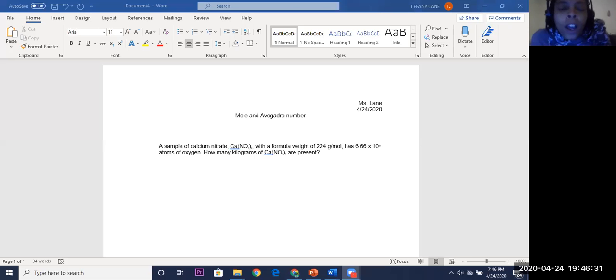Okay, so I am Miss Lane, and I'm going to explain, or try to figure out, how we are going to solve this problem. The problem reads: a sample of calcium nitrate with a formula weight of 224 grams per mole has 6.66 times 10 to the 27 atoms of oxygen, and how many kilograms of calcium nitrate are present?